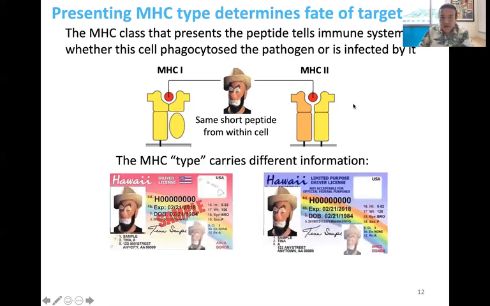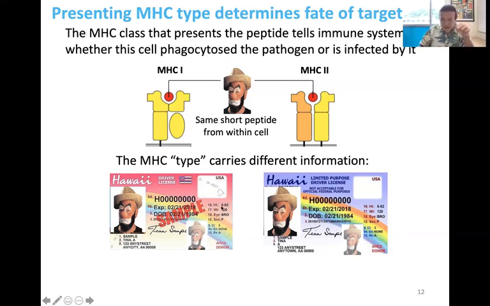Right? So you can think about it this way. The MHC1 versus MHC2 provides different information, right? And is going to tell whatever T cell comes and recognizes it, either the CD8 positive T cell or the CD4 T cell, how to interpret the presence of this red dot. It's like these driver's licenses here, right?